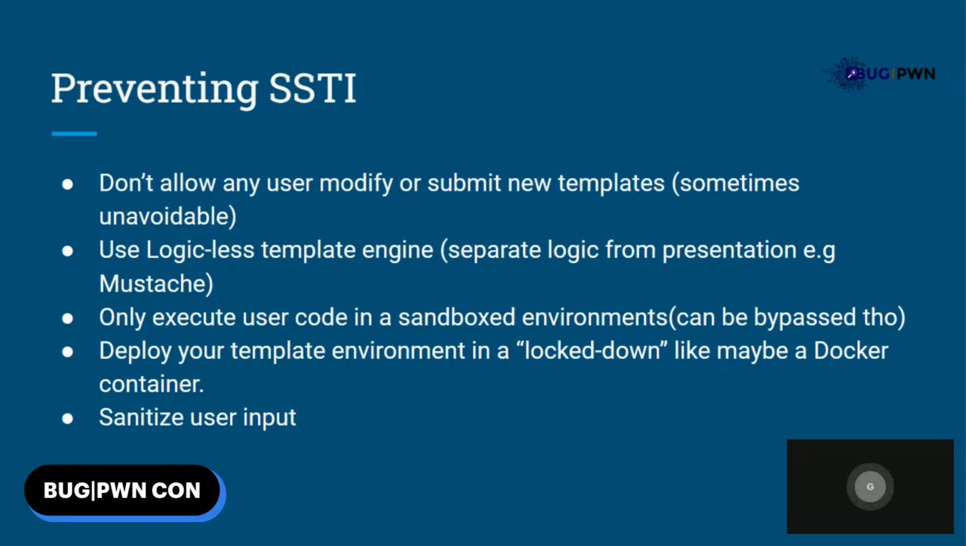Another one is to deploy your template environment in lockdown. This falls under sandbox environments, like I said, making it more secure. When you're talking about a lockdown environment, you're setting up more security measures in that particular environment, because I'm sure most of us know different ways Docker can be exploited. So trying to prevent the exploitation of this sandbox environment is going to help you prevent the exploitation of SSTI vulnerabilities. The last method I'll cover for preventing SSTI vulnerabilities is sanitizing user input.